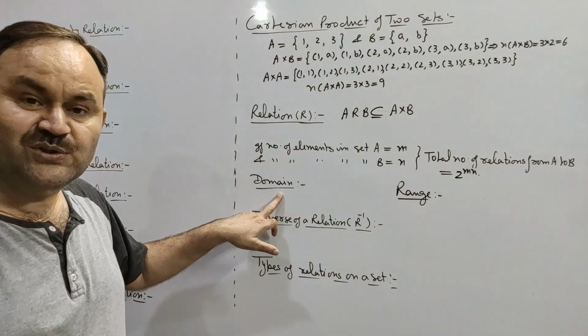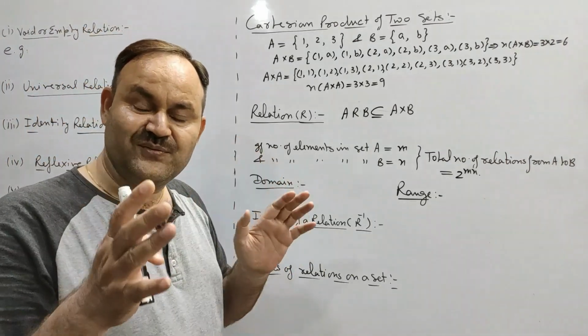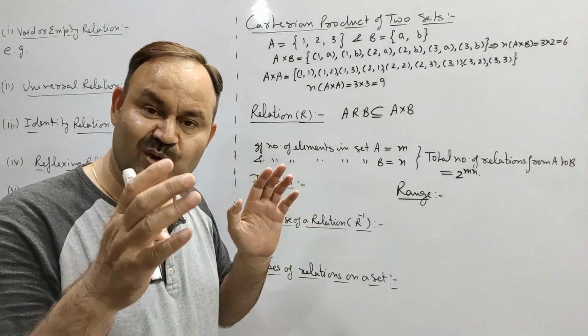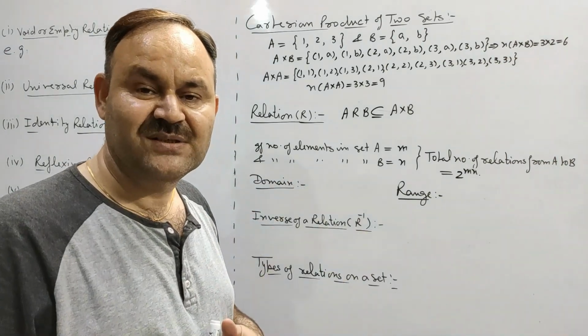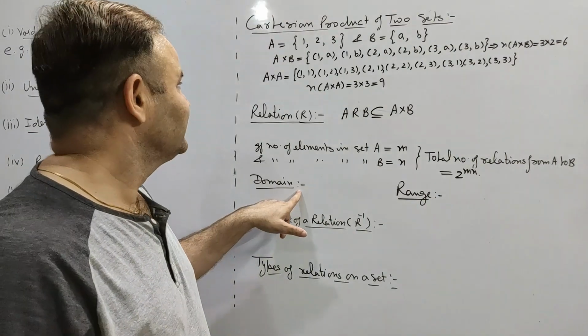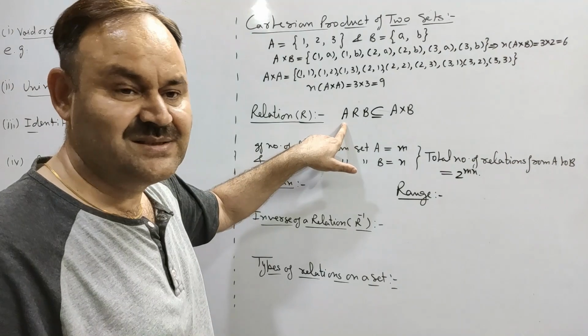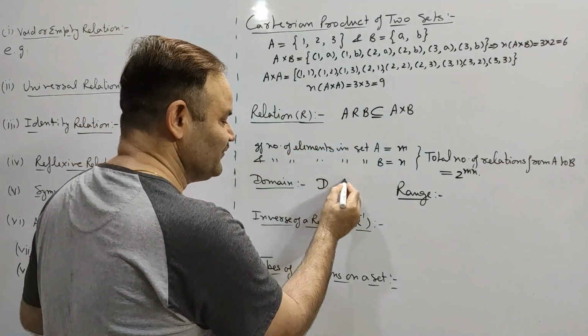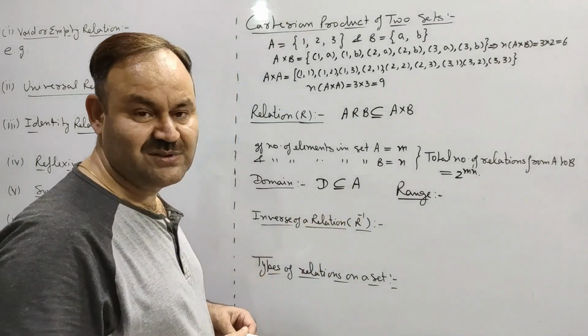Now when we come to the domain of relation, then domain of relation means the first elements of all the ordered pairs contained by that relation. It means the domain of relation will be either the first set or a subset of first set. It means domain D will be either the set A itself or a subset of A.